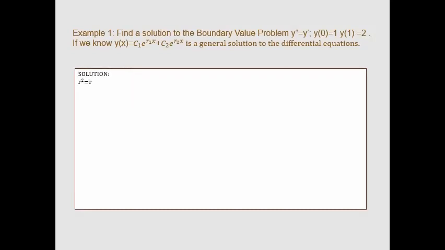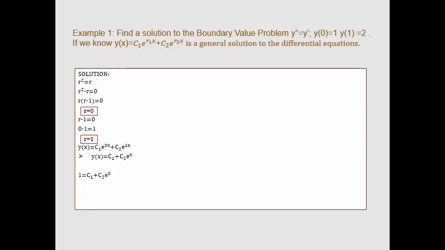Solution. r squared is equal to r. r squared minus r is equal to 0. r(r - 1) = 0. r = 0, and r - 1 = 0, so r = 1. So y(x) = c1 e^(0x) + c2 e^(1x). So y(x) = c1 + c2 e^x.